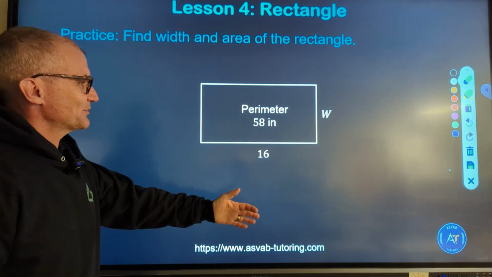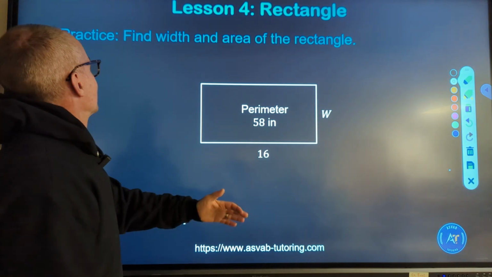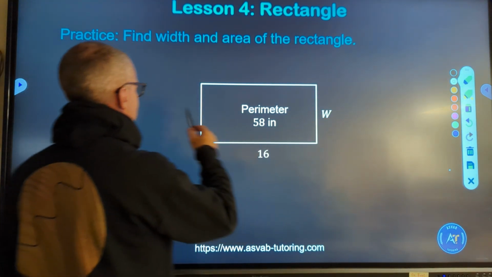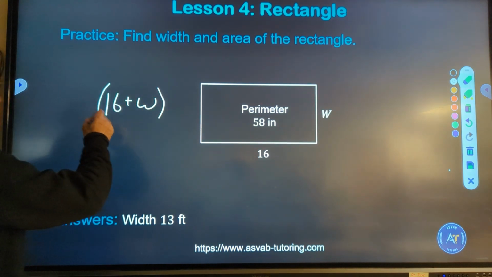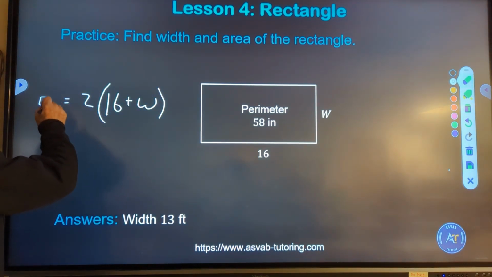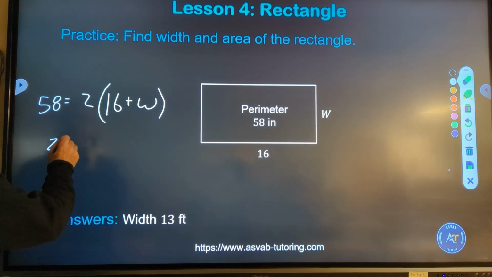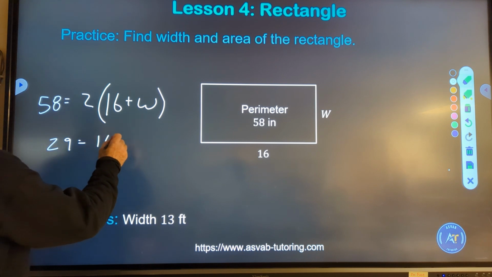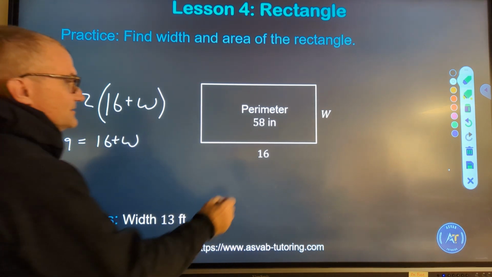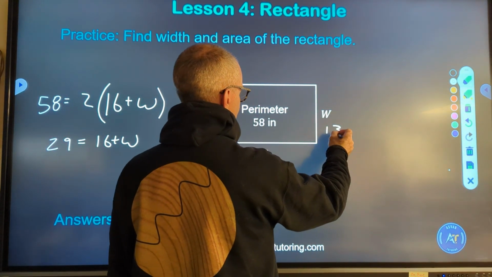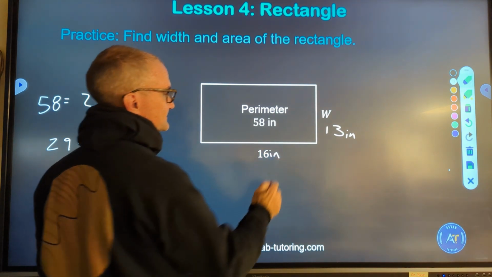Okay, here's another sample problem. Copy it down, and then I'll uncover the answer and we'll go through it. Remember this plus that, 16 plus W, times that 2 is going to equal that perimeter of 58. I'm going to divide both sides by 2 to get 29 is equal to 16 plus W. Subtracting 16 from both sides, I get 13. It's easy to write that in: 13 inches. If that's inches, this must all be inches.